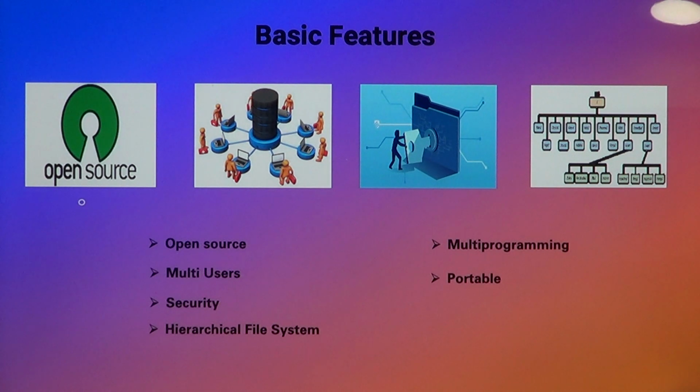Now portable. Portability means software can work on different types of hardware in the same way. The Linux kernel and application programs support installation on any kind of hardware platform. The next one is shell. Linux provides a special interpreter program which can be used to execute commands of the operating system. So these are the basic features of Linux.